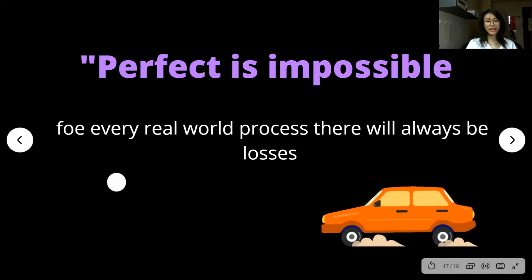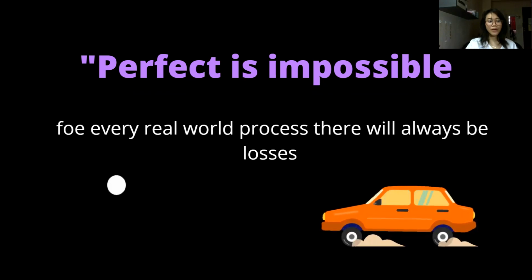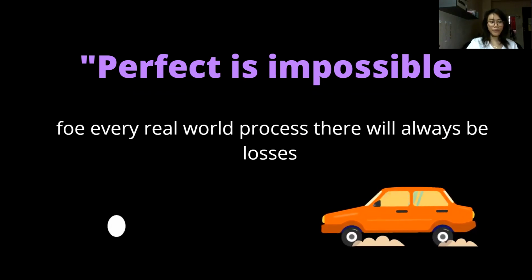Next is that perfect is impossible. For every real process, there will always be losses. For example, you cannot convert all of your coffee's energy into useful work. To prove this we use an example. When we try bouncing a ball by throwing it up in the air, you can see that the height of the bounce decreases because of the loss of energy which is transferred to the surroundings.